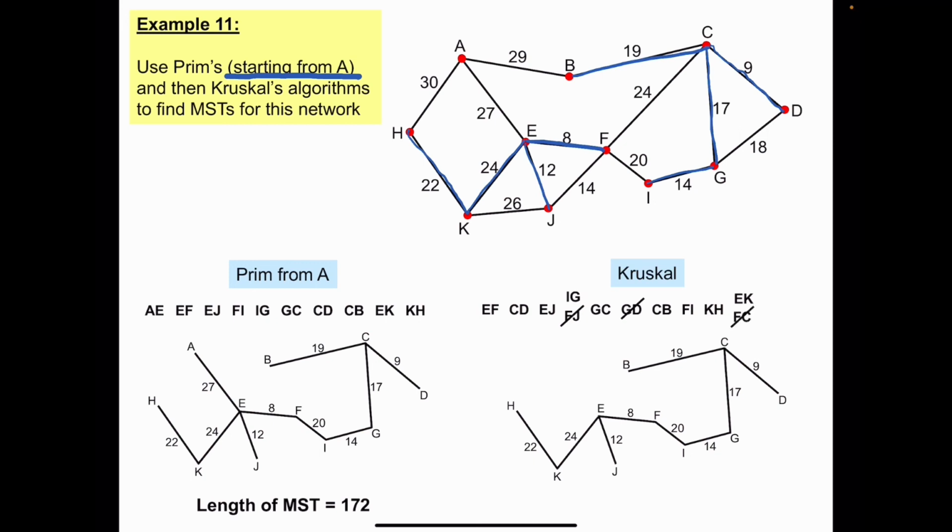So 26, KJ, cannot be added because again it creates a cycle. So then I have 27, that's AE. And that basically finishes my tree because all of the vertices are now connected. The minimum spanning tree has the length 172.